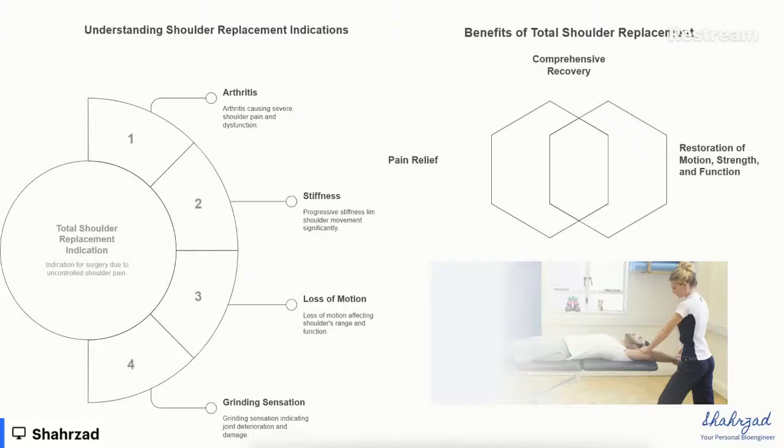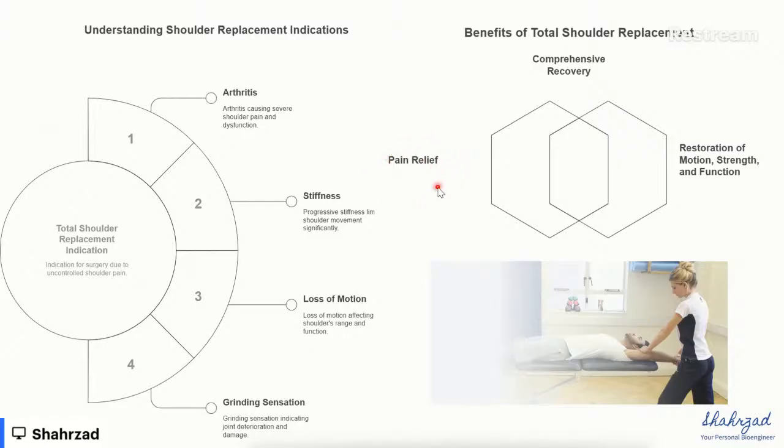Just a few points to highlight regarding indications, which we already touched on, and also recommendations for patients. Shoulder replacement indications could be arthritis, stiffness of the joint, loss of motion, which goes hand in hand with that one, and a grinding sensation, which is not comfortable for the patient. And then benefits of total shoulder replacement include pain relief. So that's the same with all joint replacement, hip, knee, ankle, all of them.